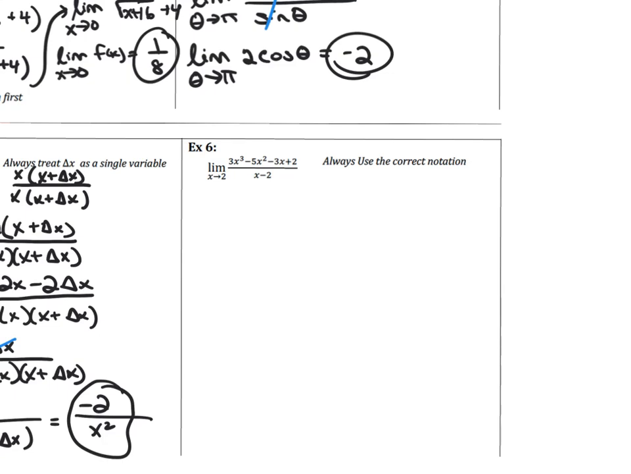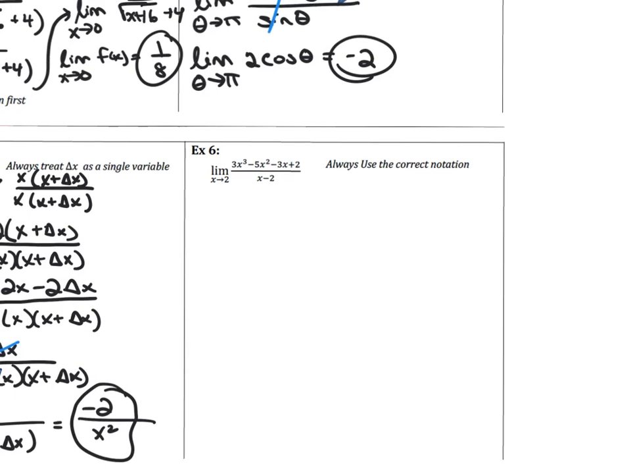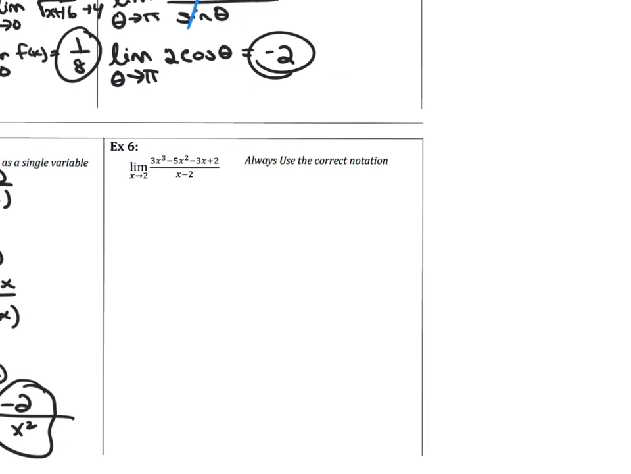Try 2 first, just with the idea that hopefully the x minus 2 would cancel out. So we'll do some synthetic division over here on the side. So we'll put our root of 2 in here, and then the coefficients 3, negative 5, negative 3, 2. Bring down the 3. 3 times 2 is 6. Negative 5 plus 6 is 1. 2 times 1 is 2. Negative 3 plus 2 is negative 1. And 2 times negative 1 is negative 2.